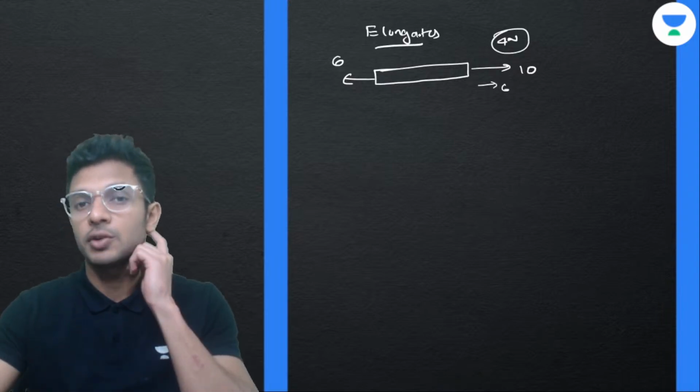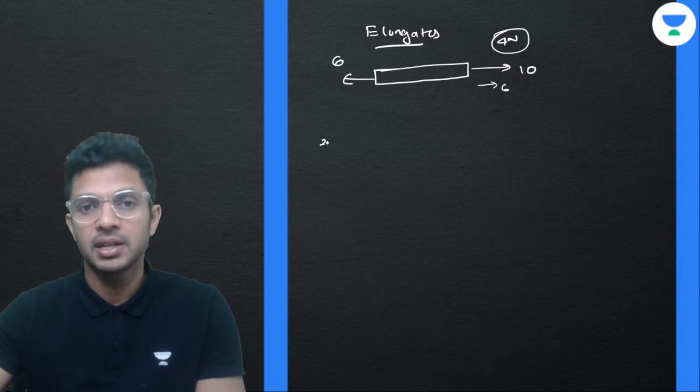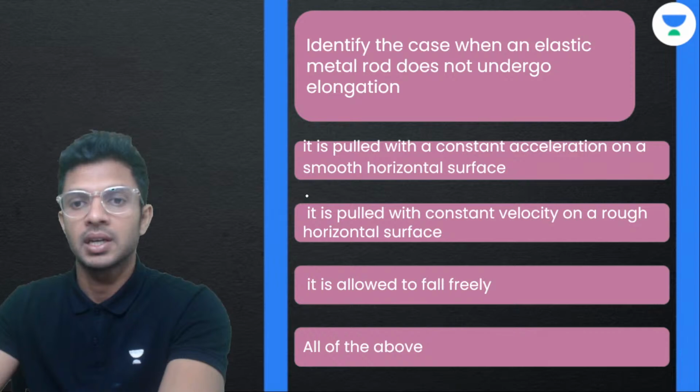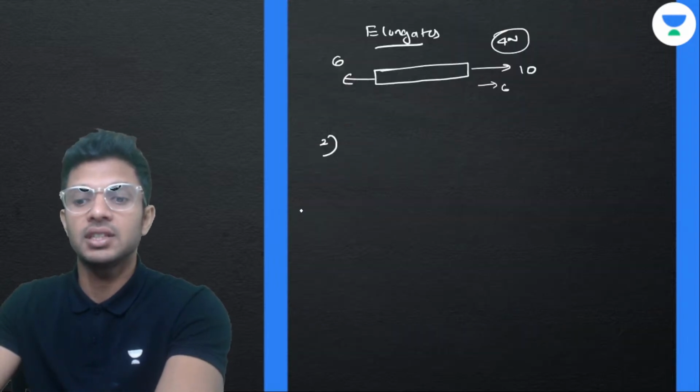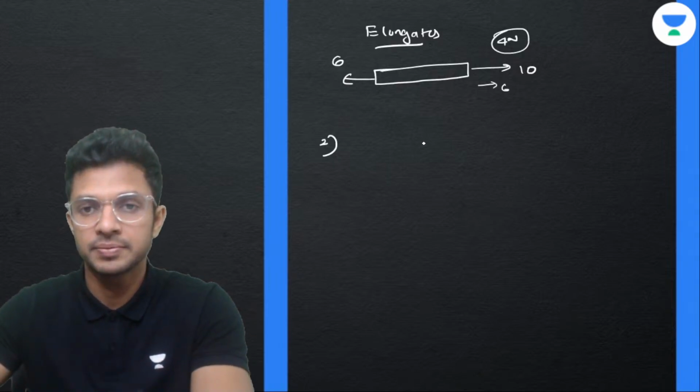Okay, but the question is to find out which one doesn't elongate. So this one elongates, so this is not our answer. Second one, it is pulled with constant velocity on a rough horizontal surface. Okay, let's see.